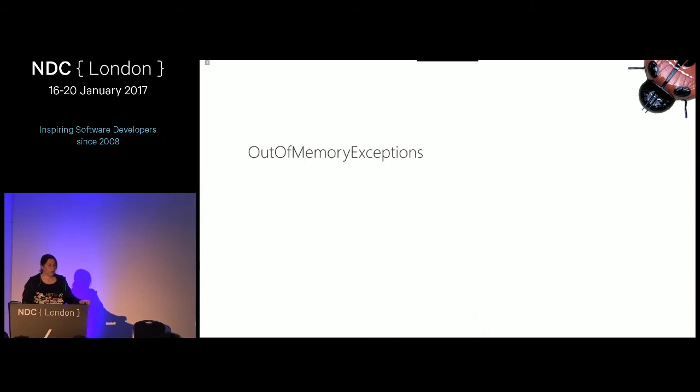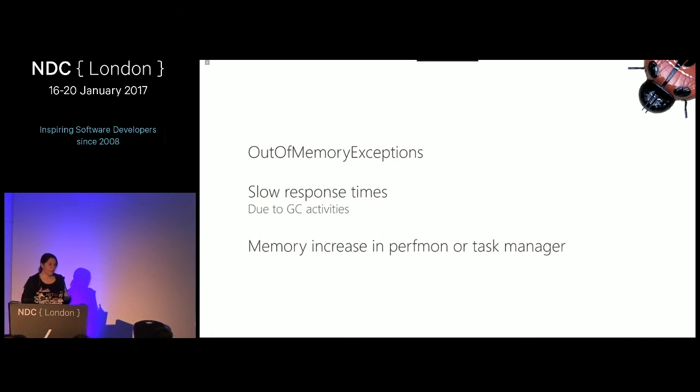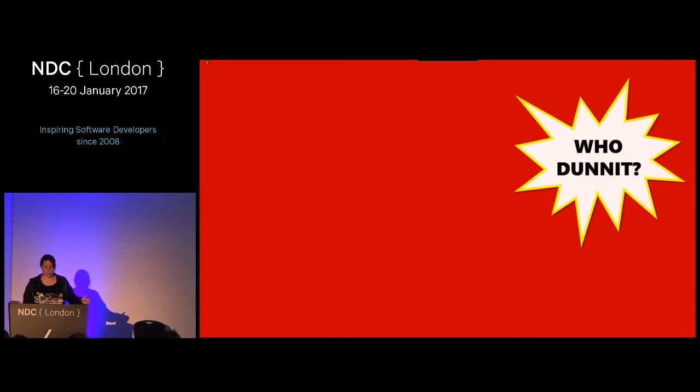Same thing there. You might see out-of-memory exceptions, slow response times due to GC activity if you have a lot of allocations and such. And you might also see something like the memory increase in Task Manager. That's usually the most common reason that you go in and try to troubleshoot a .NET memory leak.